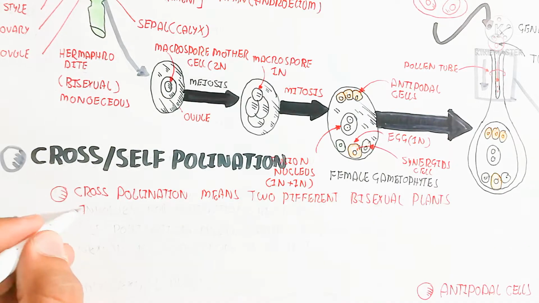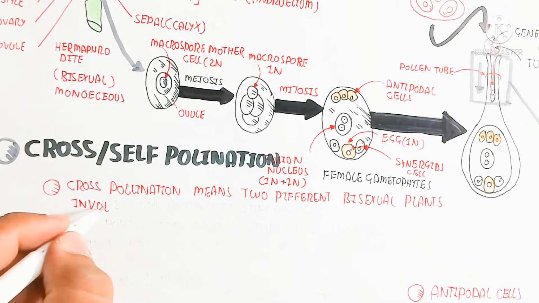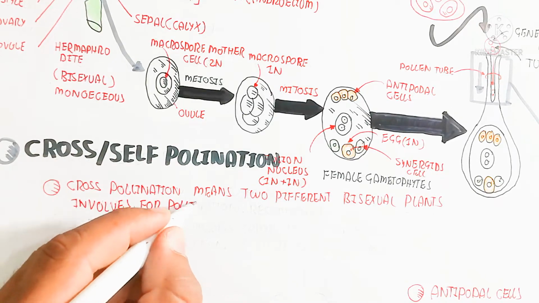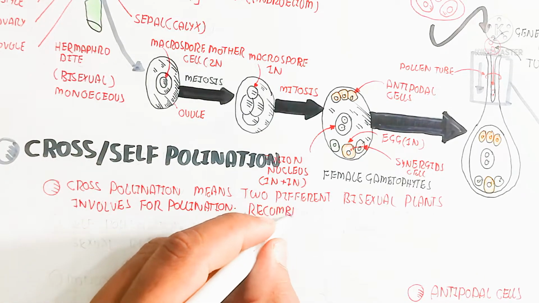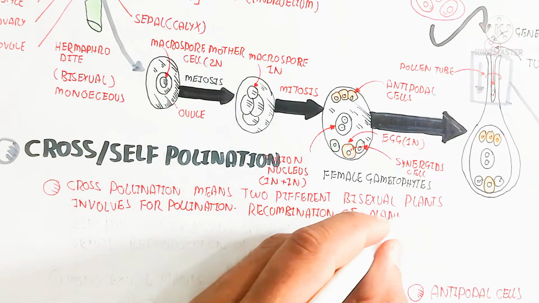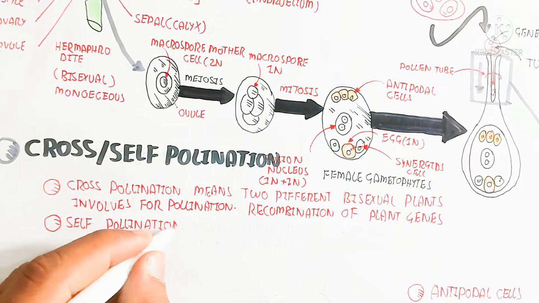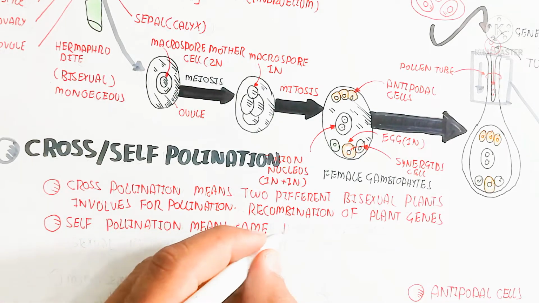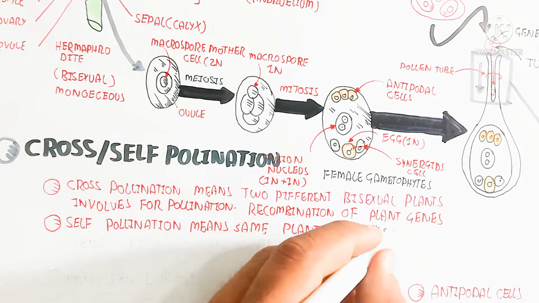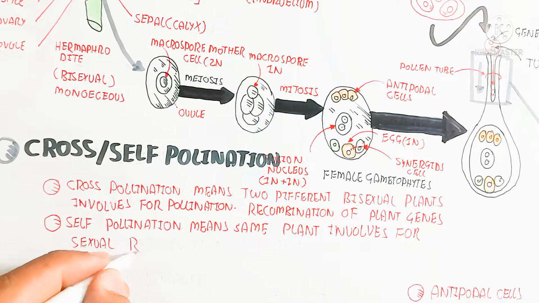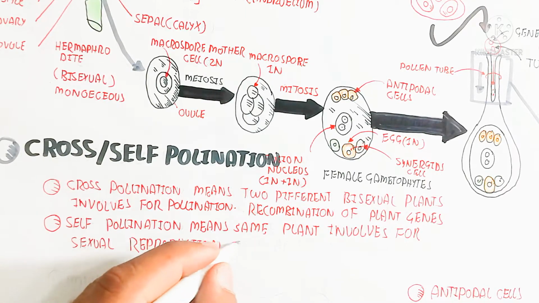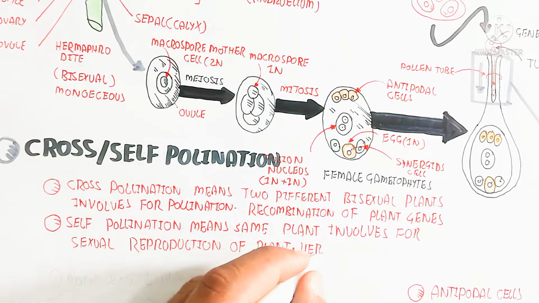What does that mean? Cross-pollination means two parent bisexual plants are involved in pollination separately, and recombination of plant genes will occur. In this way, two separate plants are required for cross-pollination. While self-pollination means the same plant is involved in sexual reproduction, and it is hermaphrodite.